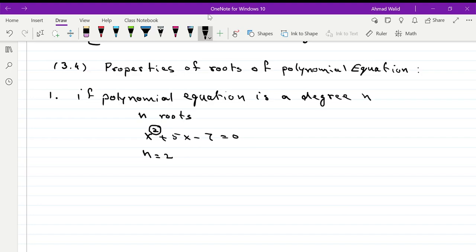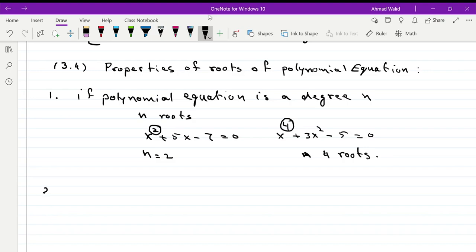Or, for example, if I have x to the power of 4 plus 3x squared minus 5 equals 0, this is a polynomial equation in degree 4. Then I will have 4 roots or solutions if I solve. Correct? That's the first property of roots of polynomial equation.